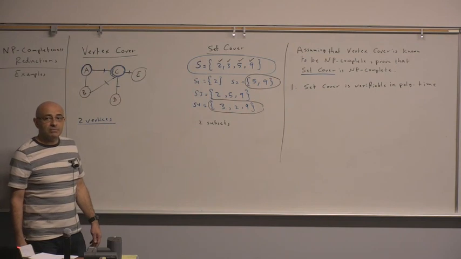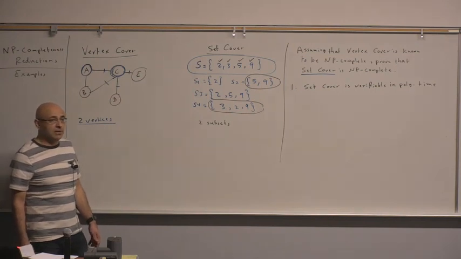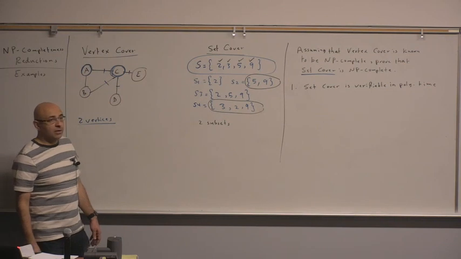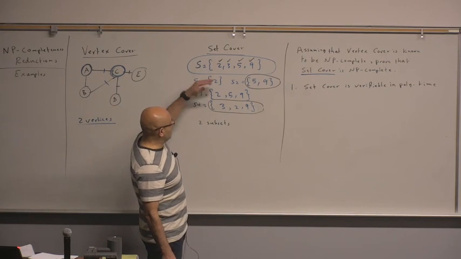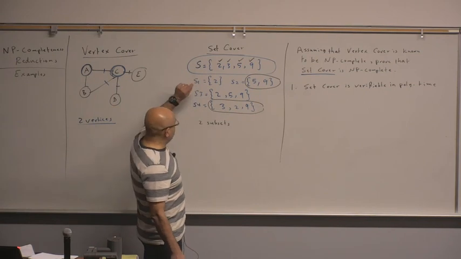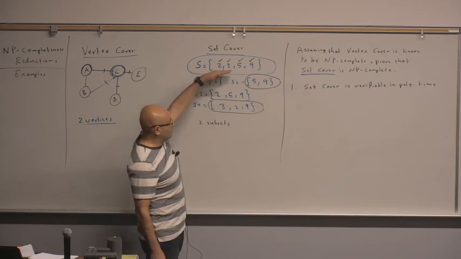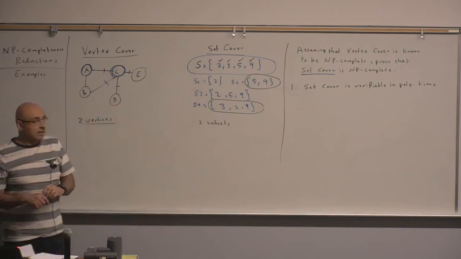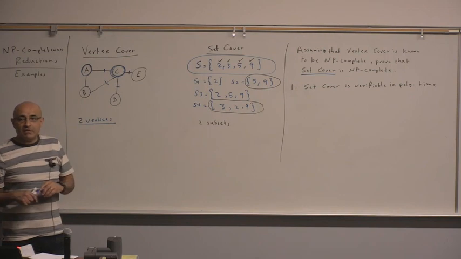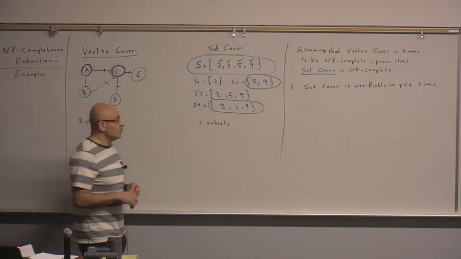Just take the union. If the union gives the original set, then it's correct. If the union does not give the original set, then it's incorrect. So you have to verify first that it's one of the given subsets, and then you verify that their union gives you the original set. If it does, then the answer is yes. If it does not cover the original set, then it's an incorrect solution.